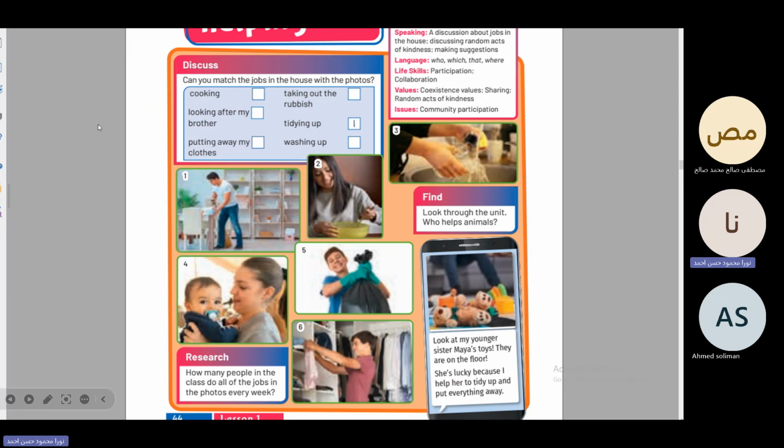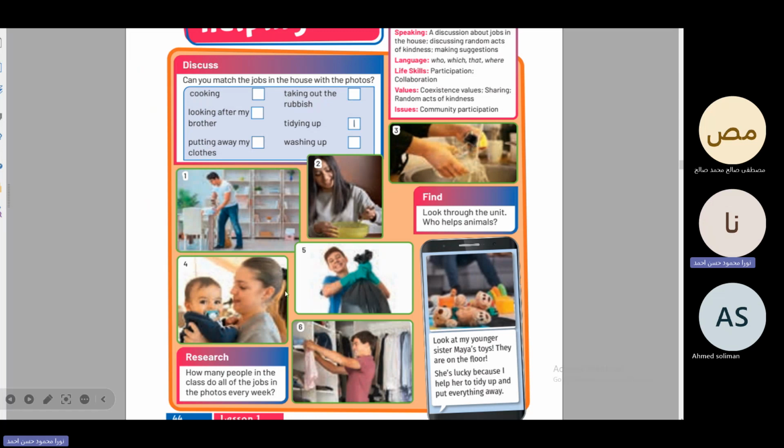Great. What do you think the job is? What is this man doing? Yes, he seems to be arranging things, tidying things. So it's tidying up, right? What about this job? What is she doing? Cooking. So the second job here is cooking. Right. What about photo number 3? What is she doing? Yes, she's doing the washing up. The washing up. So this is job number 3.